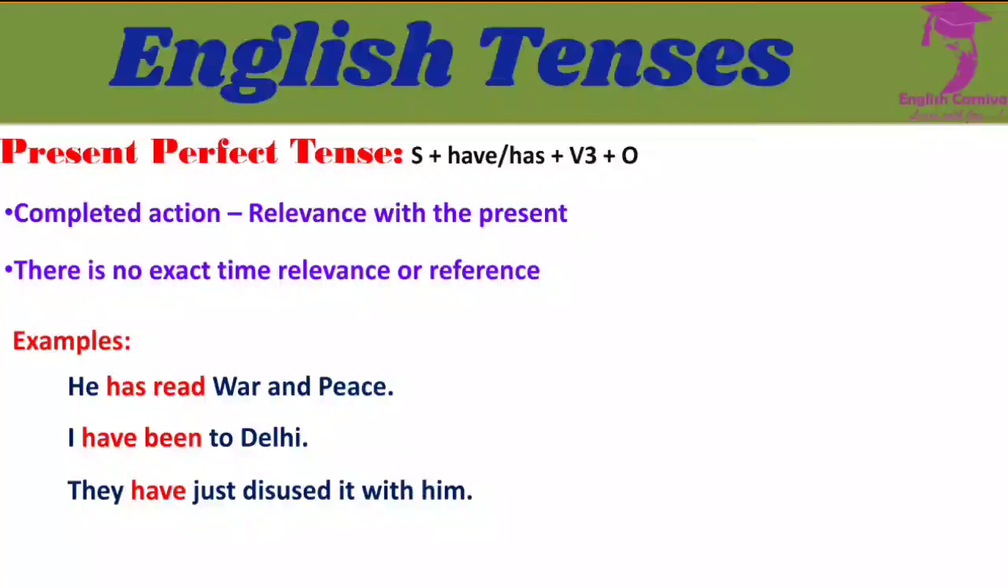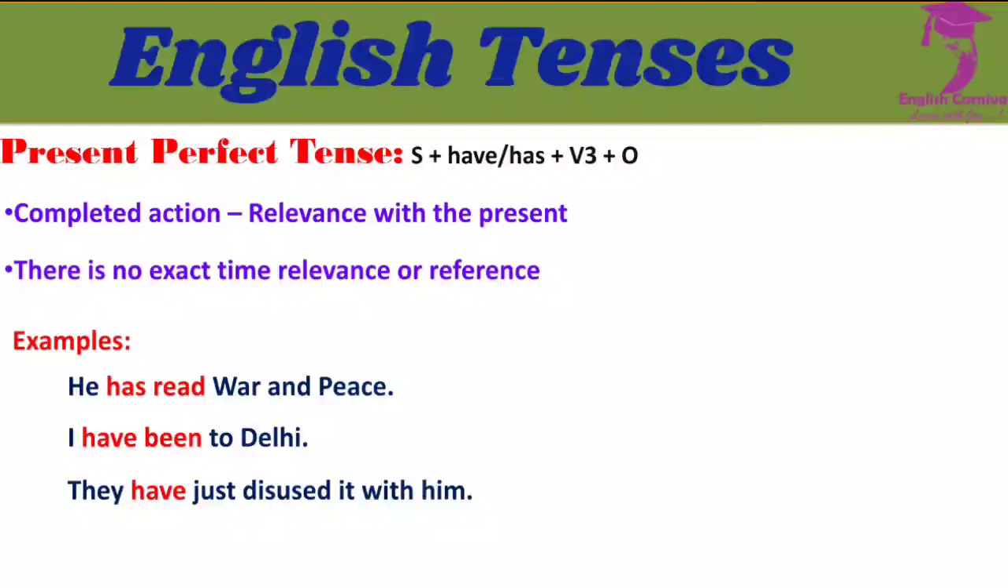In this tense, the focus is given on the completed action and its result, and there is no relevance of the time at all. So here, friends, we need to understand three examples which are given over here. The first one, he has read War and Peace. I have been to Delhi. They have just discussed it with him.